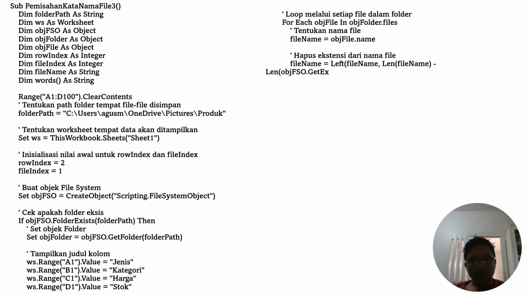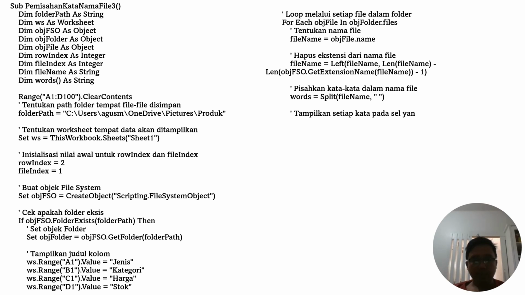10. The code enters a loop to process each file in the folder. It iterates over each file in the objfolder using the for each loop. 11. Inside the loop, the name of the current file is assigned to the filename variable. 12. The code removes the file extension from the filename by using the left function and subtracting the length of the extension. 13. The filename is then split into an array of words using the split function.